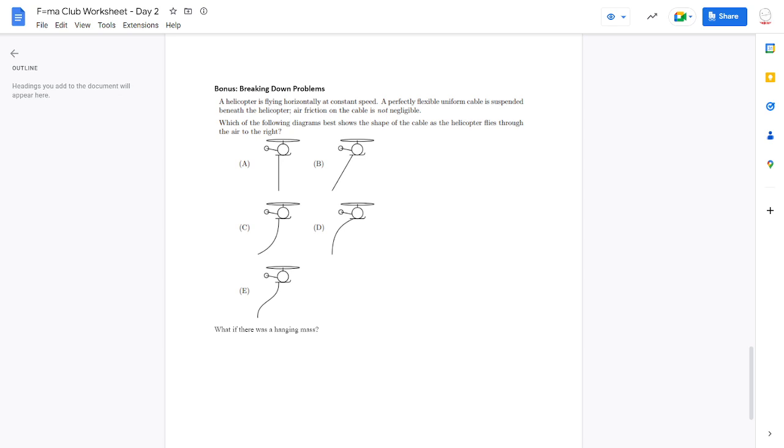So yeah, our final problem, this is one of the most heated debates to this day of an FMA problem, which is the helicopter problem from the 2014 F equals MA competition.